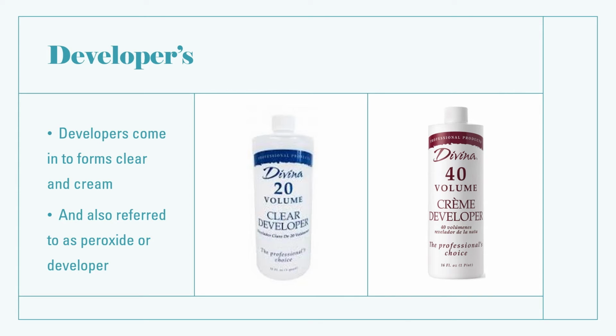Developers come in a form of clear or cream, and are also referred to as peroxide or developer, or even hydrogen peroxide. Whether you use the clear developer or the cream developer, either way, you will get the same results. Some people just prefer clear over the cream. When you mix both agents together, they will create a creamy consistency.